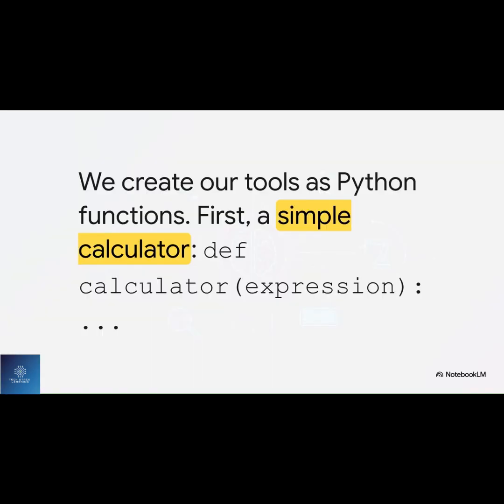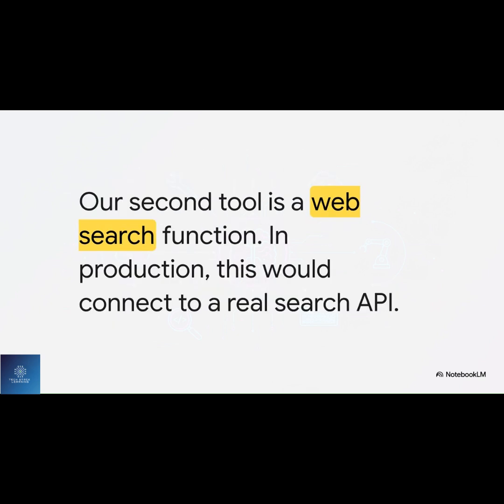Okay, next up, we're going to create our tools. And you'll see, these are nothing scary. They're just regular Python functions. Our first one is a super simple calculator. It just takes a math expression as a string, uses Python's eval function to figure out the answer, and then returns it. Easy enough. Our second tool is going to be a web search.